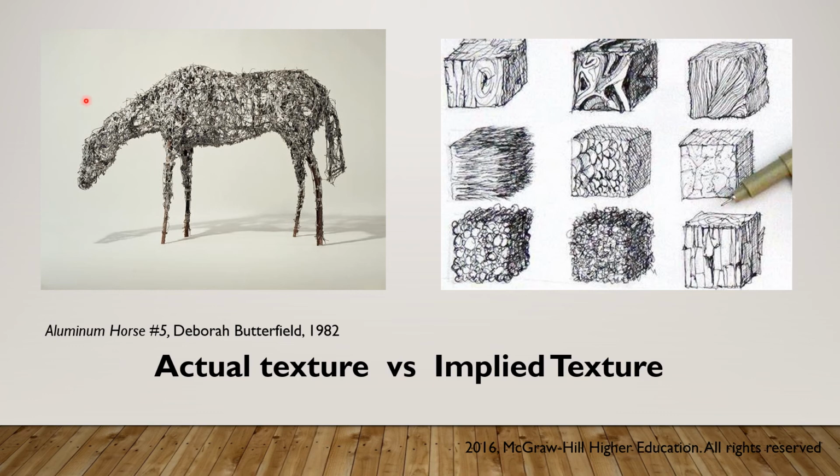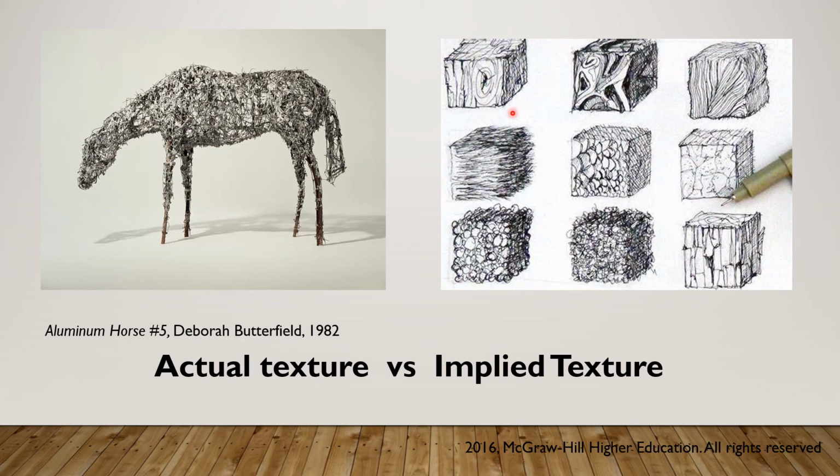This horse is made out of wire. Deborah Butterfield did multiple three-dimensional horses out of lots of different kinds of materials. This one happens to be wire. And so if you run your hand over that, you're going to feel the wire. Now, implied texture is when you're trying to pretend that something that doesn't actually have texture has texture.